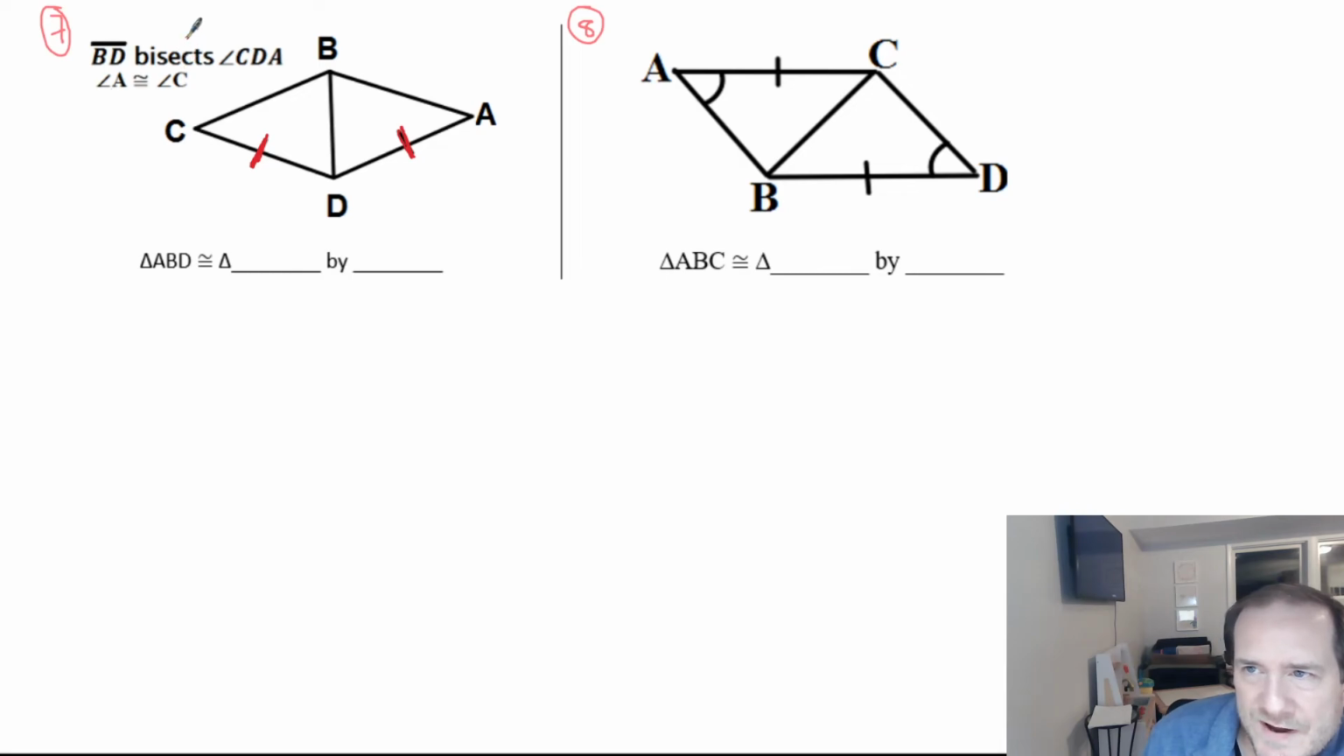It says BD bisects angle CDA. CDA is this bottom angle. So I know that that guy's getting bisected. Now it doesn't say that the upper angle is bisected. It just says only the bottom. So you can't go labeling these angles as congruent because it doesn't say that angle is getting bisected. It only says the bottom angle is getting bisected.